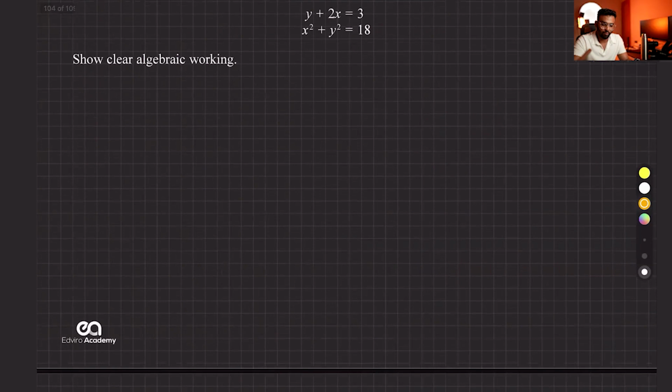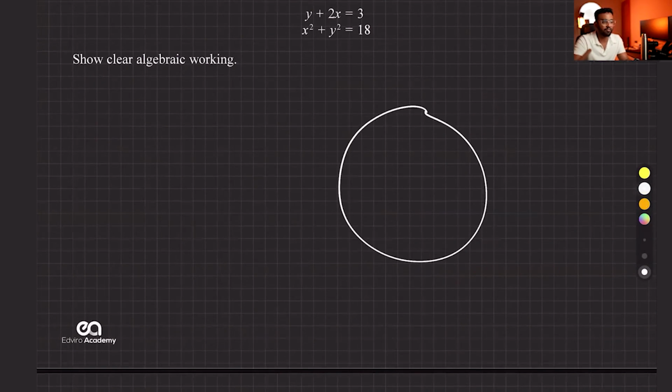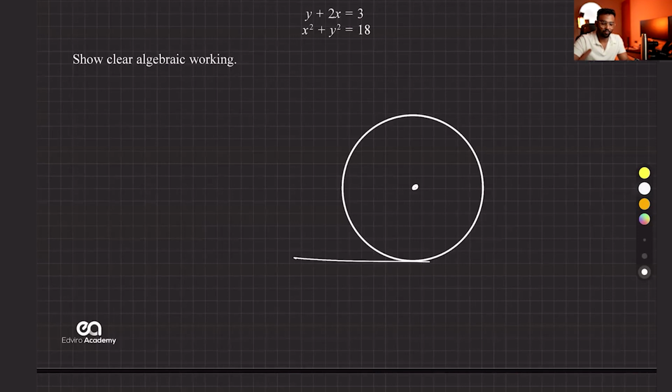So I want to take you through one of the questions here. Imagine if you have a circle, and that is the center point, and we have something like this. This is a tangent. Everyone agree this is a tangent? And according to circle theorems, if you draw a radius, that's going to be 90 degrees. So in our circle theorem, we say tangent to radius is perpendicular.